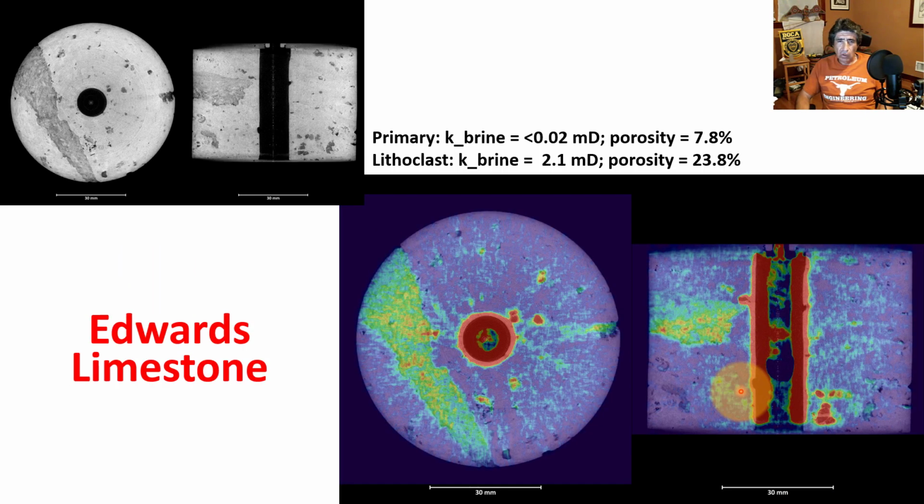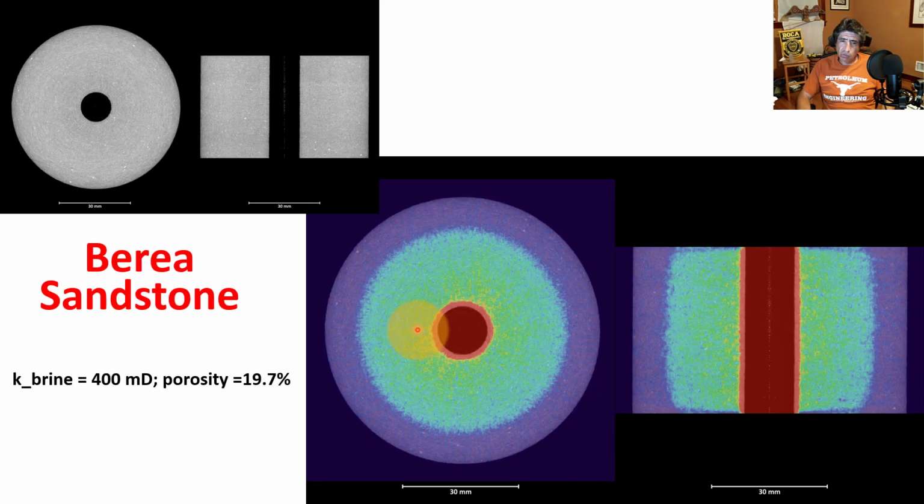Now, for the case of the Edwards limestone, we're looking at a very heterogeneous rock. The upper left corner shows the CT image before invasion takes place, and the lower right corner shows in full color the distribution of fluids after invasion took place. And I'm going to show you, very interesting, if you compare this case with the previous one, here the displacement of fluids is very uniform.